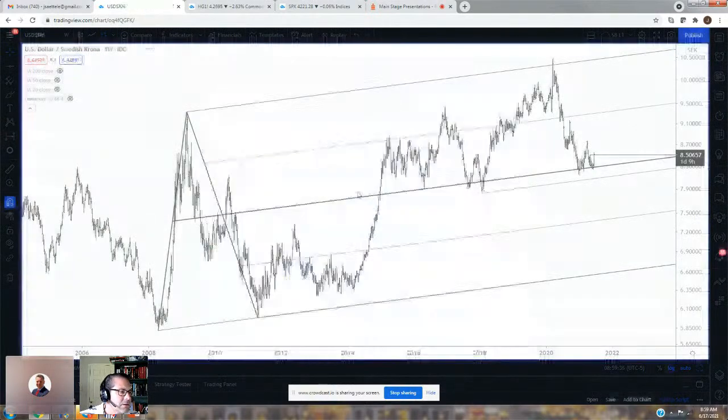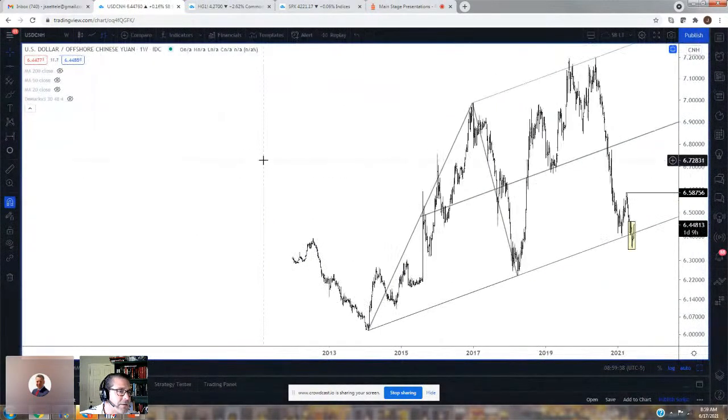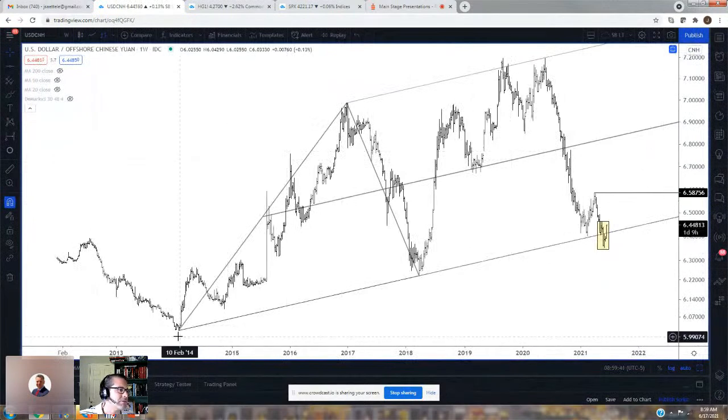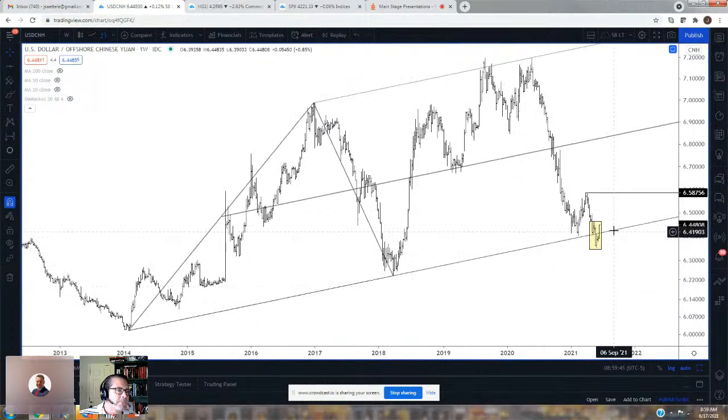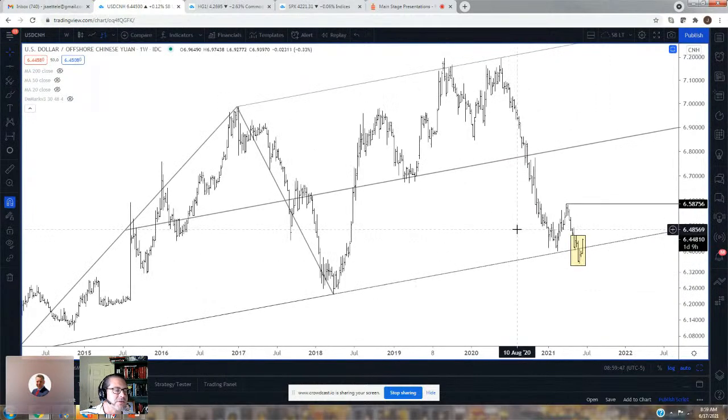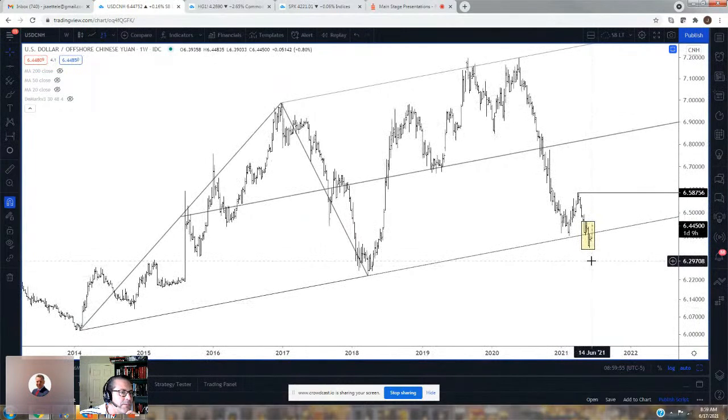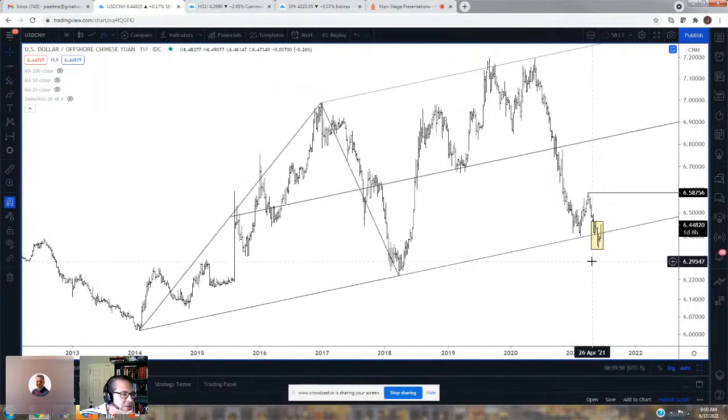Dollar, Chinese yuan. This is a very big one too. Again, just a simple channel back to 2014, 2018. I have this highlighted. This is actually one of the charts from last night. You can see we've got what appears to be a false break or a failed breakdown, right? Failed breaks tend to go pretty quick in the opposite direction. And I'm thinking that's what we're getting here.